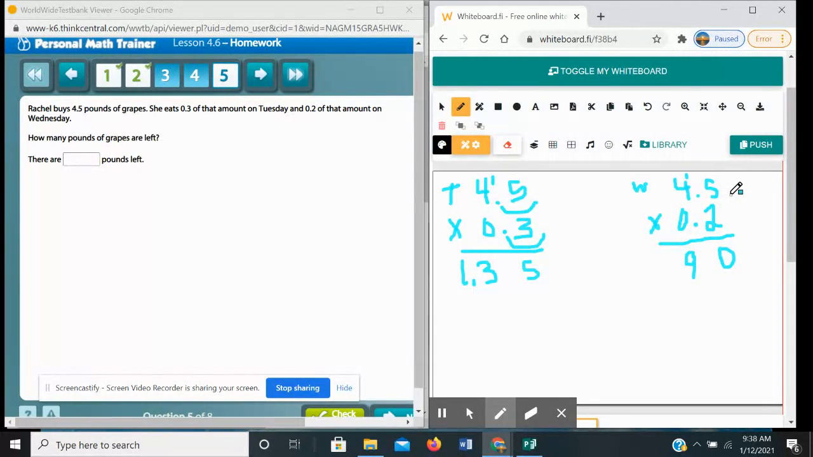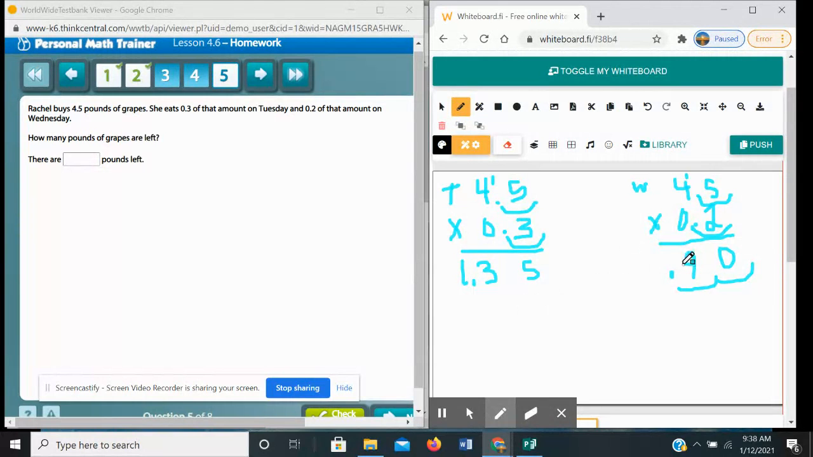So I count my decimal spots over from the left. 1 in the factor, 1 in the other factor for a total of 2. So when I put my decimal point, I'm going to move it 1, 2 spots over. Okay? So now I'm going to add the Tuesday amount and the Wednesday amount.